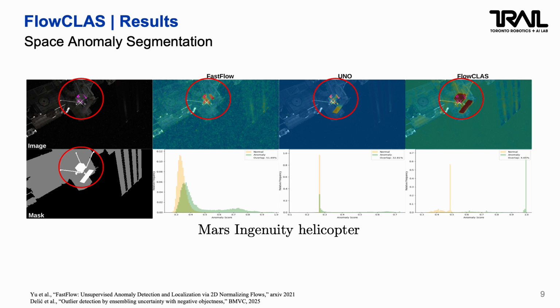We can see that our method is able to localize the anomalous Mars Ingenuity helicopter very well in the heat map at the top. This performance improvement is also shown in the anomaly score histogram below, where clear separation between the orange and green histograms indicates better anomaly discrimination.